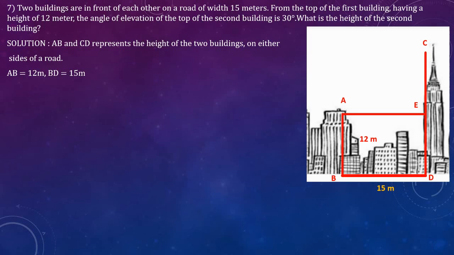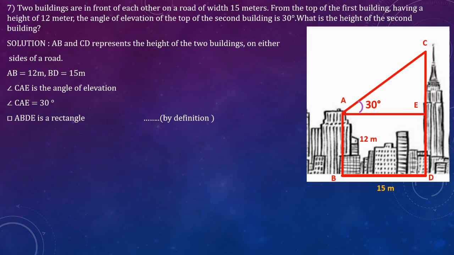Now let us draw a horizontal line AE. Let AC be the line of vision. Between the line of vision AC and the horizontal line AE there forms an angle of elevation, made on the top of the second building, which is 30 degrees. So let angle CAE be the angle of elevation. Therefore angle CAE is equal to 30 degrees.